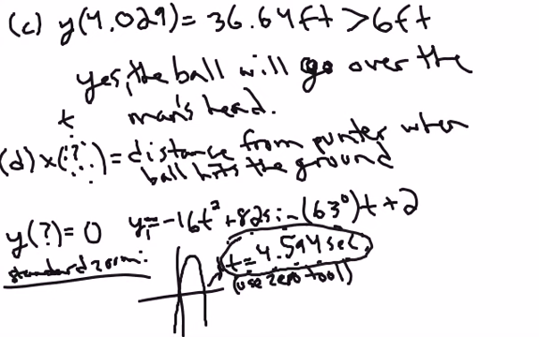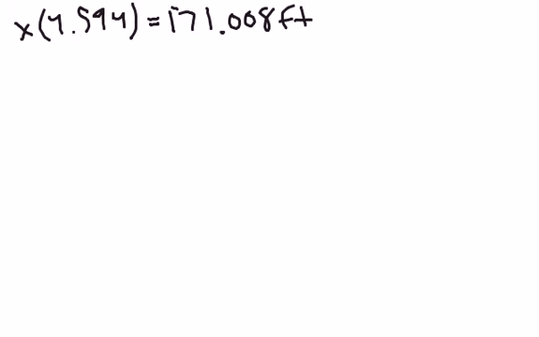And now, how far will it be from the punter when it hits the ground? That is an x equation. So I'm going to use x of that same number, 4.594. And when you get that plugged in, you get 171.008 feet. So that's how far it is from the punter when it hits the ground.